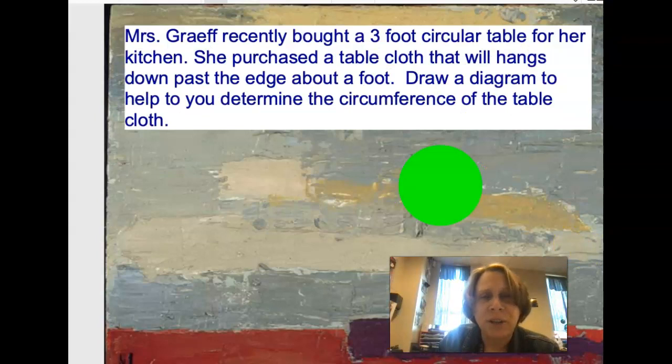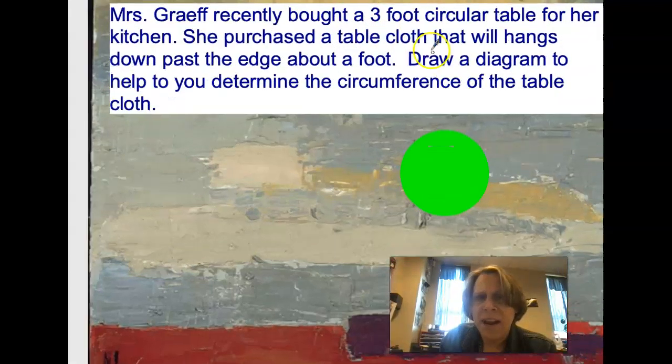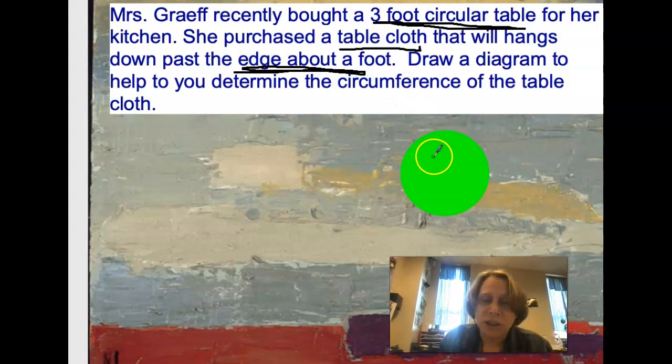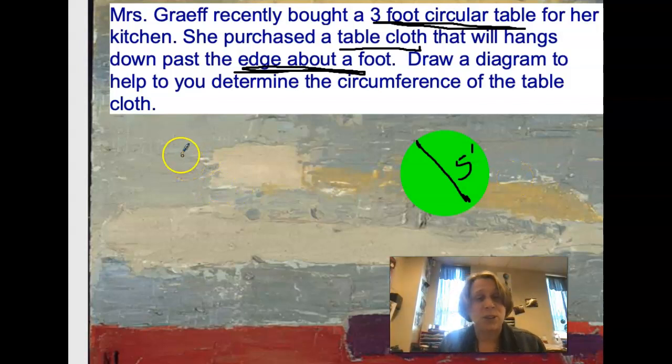This one's a little trickier because here I have a 3-foot table for my kitchen, and the tablecloth that will be circular hangs about a foot on each edge. So no longer is this 3 feet, but if we're adding a foot on here and a foot on here to the tablecloth, hopefully you figured out, hey, this is going to be a 5-foot tablecloth. All right. And so that's probably the trickiest part to this problem.